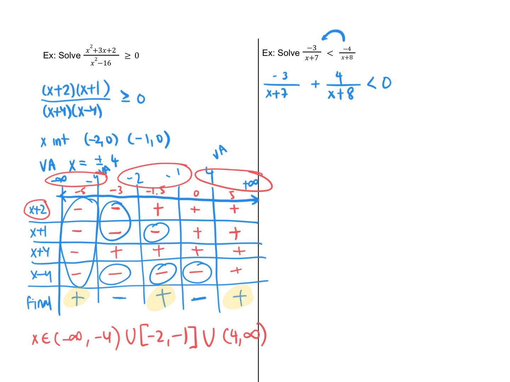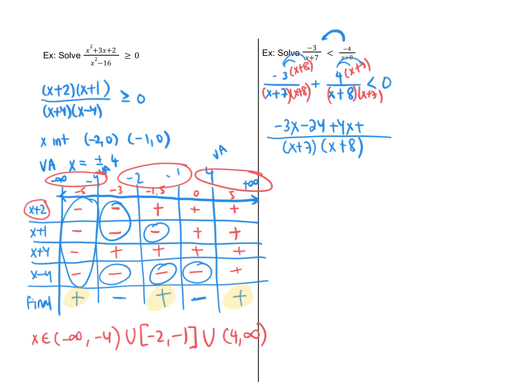And now I need to unite these fractions with a common denominator so that I can actually look for those asymptotes and intercepts. So the first fraction will get multiplied by x plus 8 and the second by x plus 7. Now if you look at the denominators, they are the same. They each have an x plus 7 and they each have an x plus 8. My numerator, I will do some distribution. So negative 3x minus 24, and then positive 4x plus 28, and all of that's less than 0. Let's collect our like terms in the numerator.